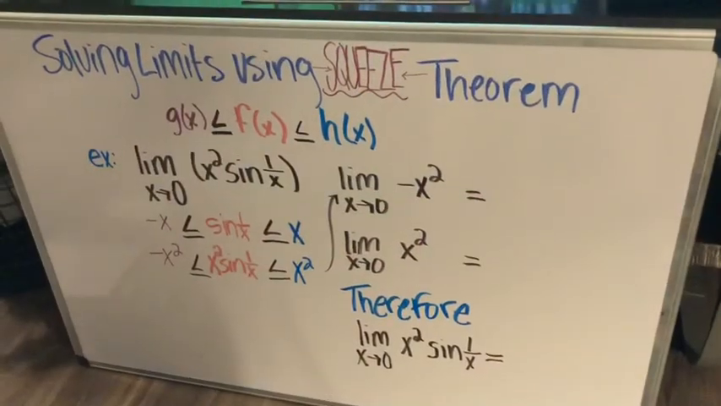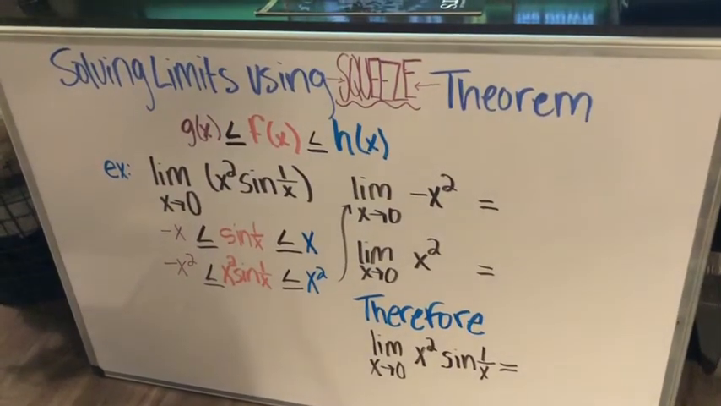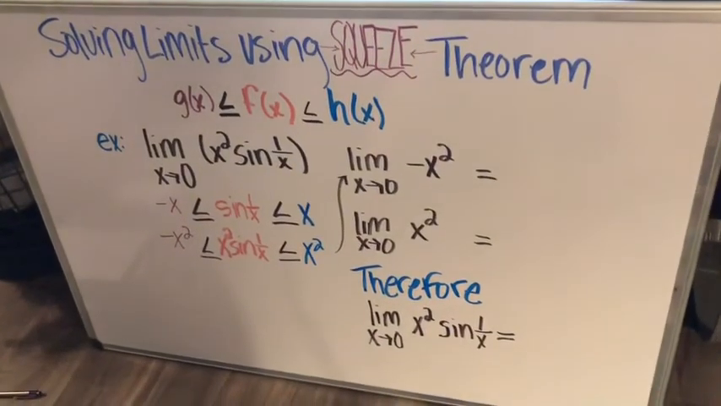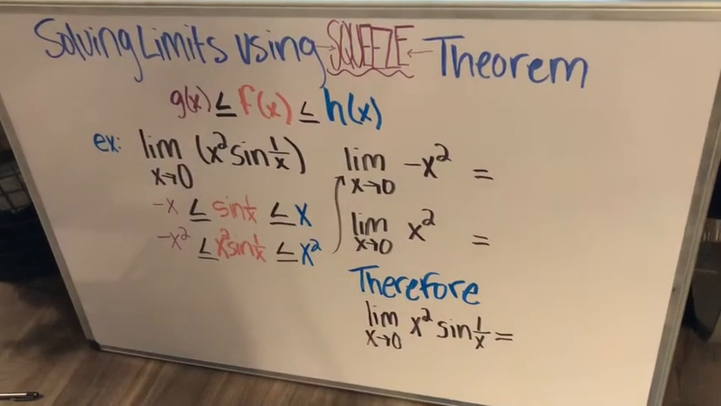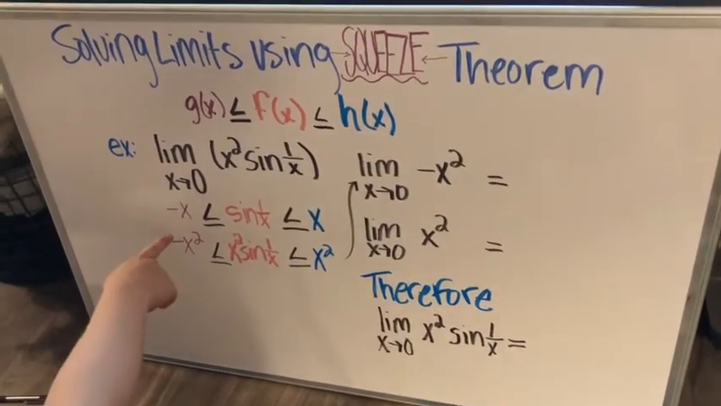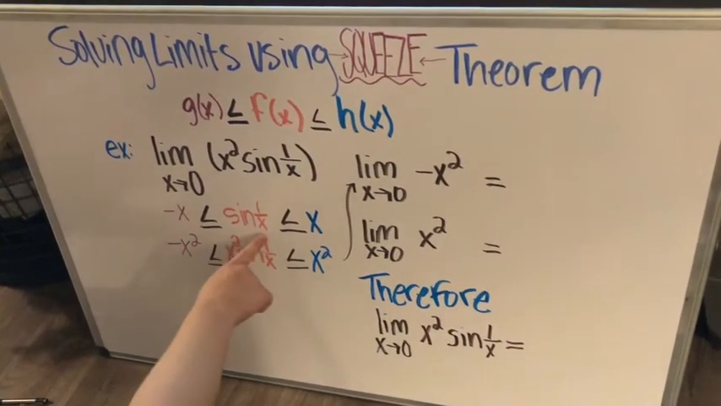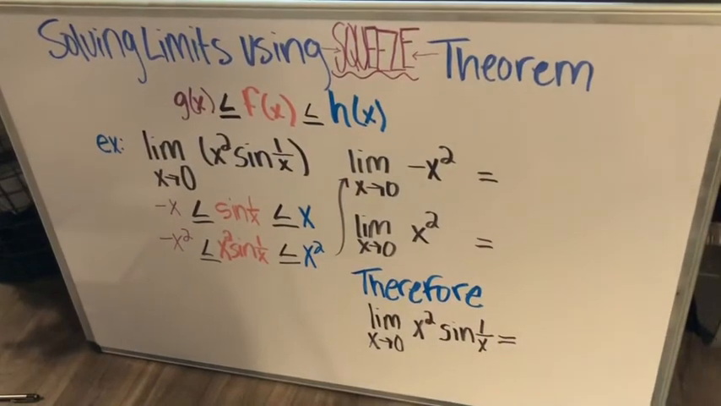Now that we know how to use the squeeze theorem, let's use it in an example. For example, the limit as x approaches 0 of x squared sine 1 over x. Now we know sine is between negative 1 and positive 1 whenever you graph sine, so we're going to put negative x as our g of x and positive x as our h of x, and regular sine 1 over x as our f of x because there's only one x.